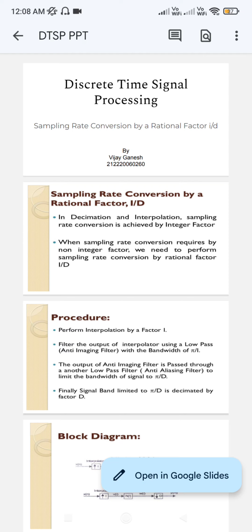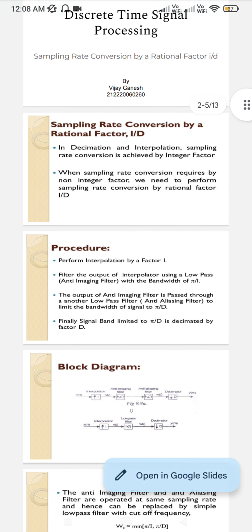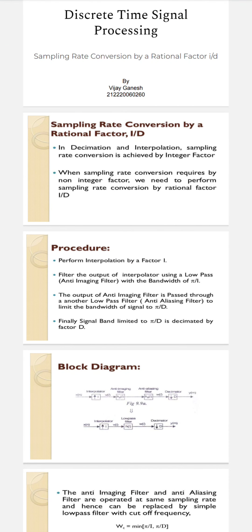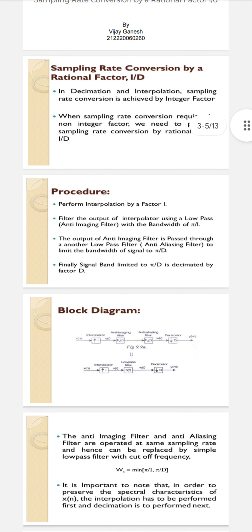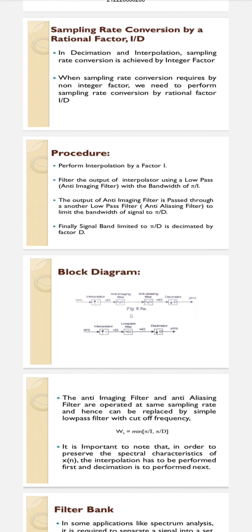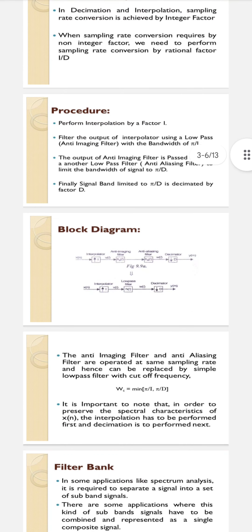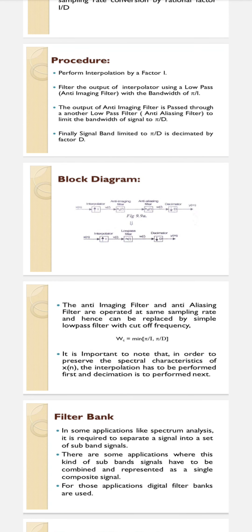My presentation is about sampling rate conversion by rational factor, interpolation decimation, which is I by D. In decimation and interpolation, sampling rate conversion is achieved by an integer factor. When sampling rate conversion is required by a non-integer factor, we need to perform sampling rate conversion by rational factor I by D. Okay, what is the procedure?